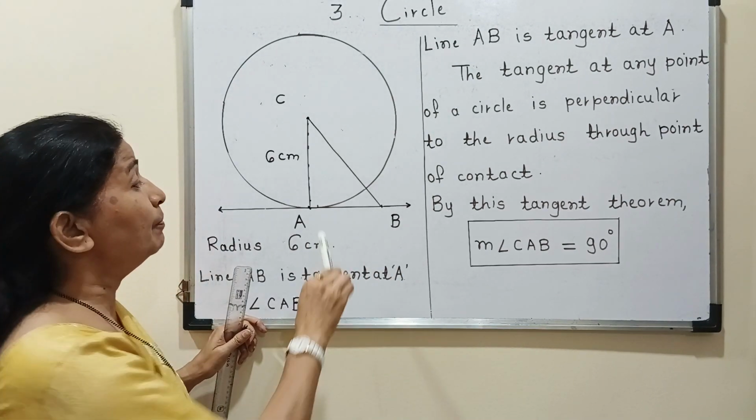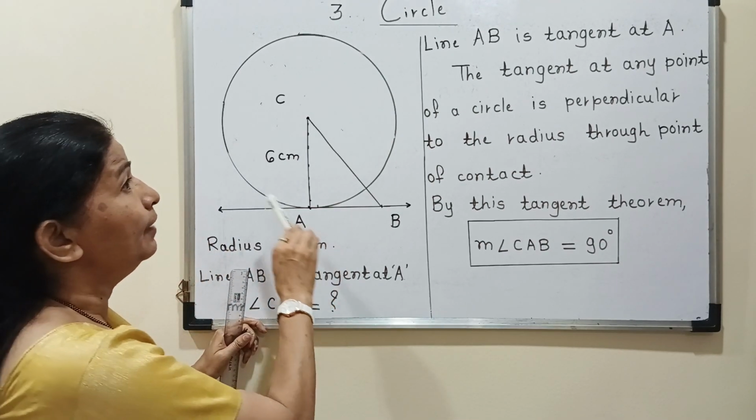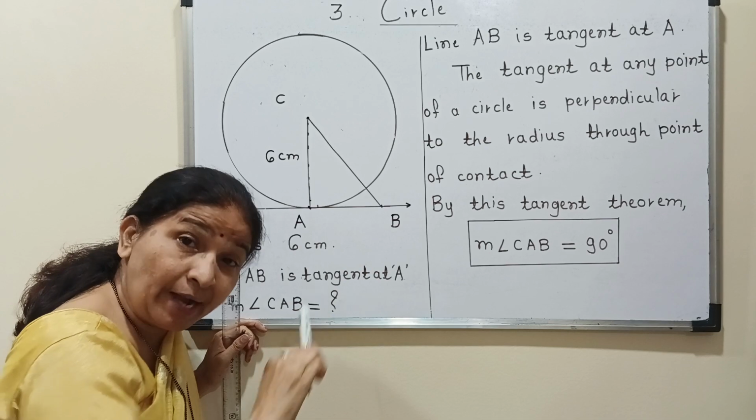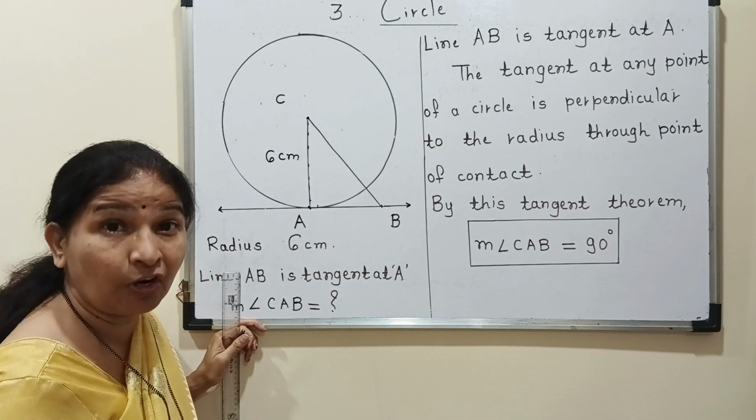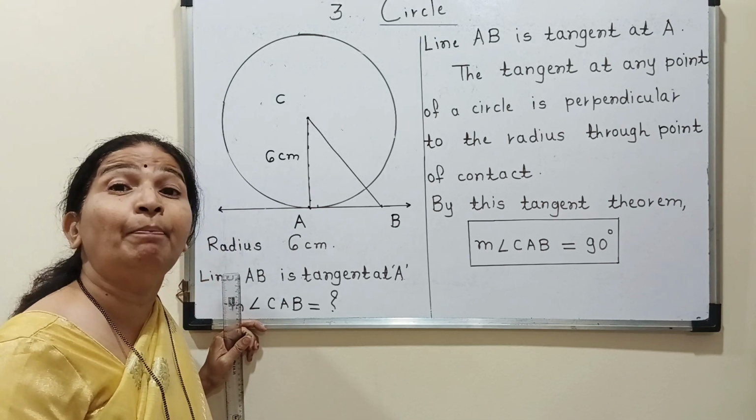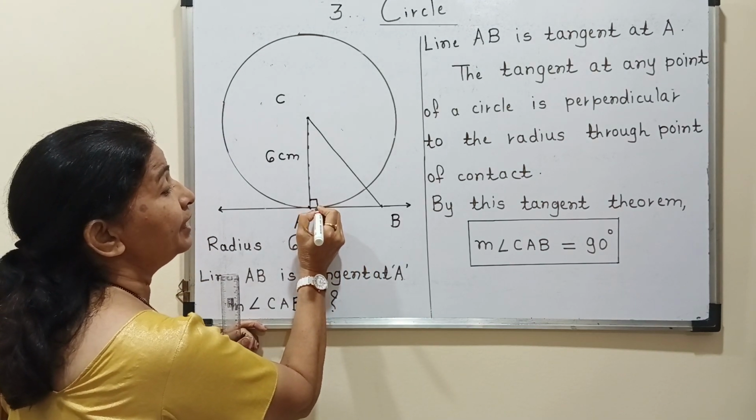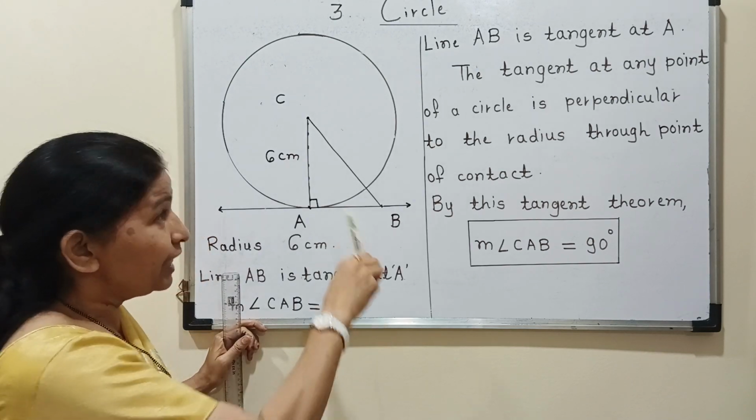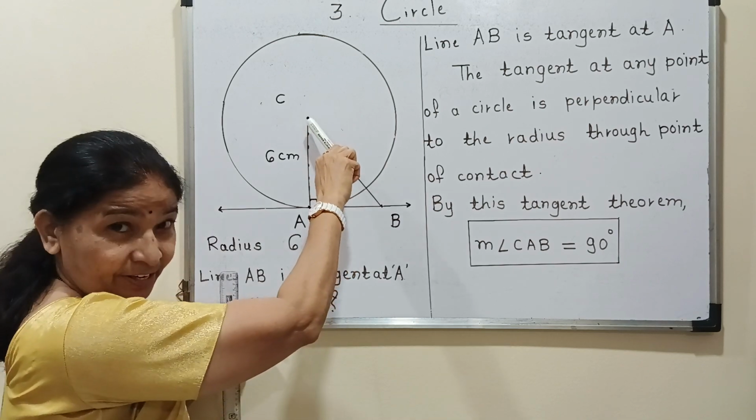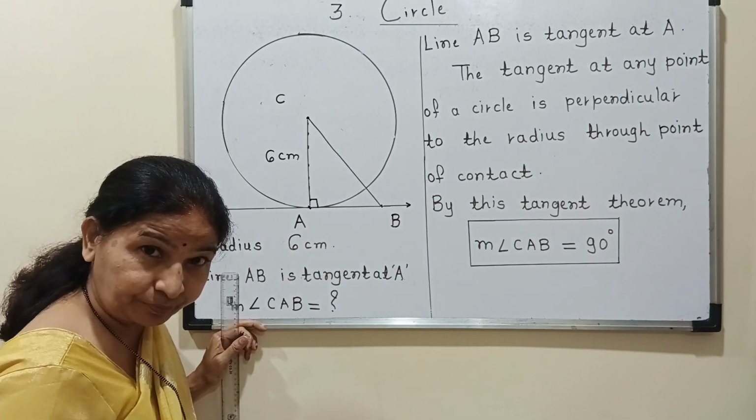Now that theorem is: the tangent at any point of a circle is perpendicular. What do you mean by perpendicular? Means it makes an angle of 90 degrees. Okay, it's perpendicular to the radius through this point of contact.